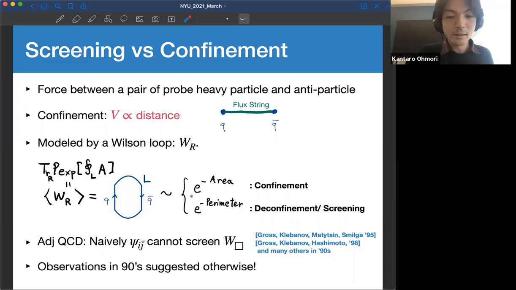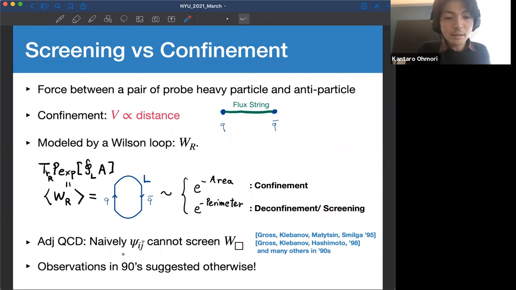If there is a flux string, the flux string fills the inside of this loop, which means that asymptotically it should give a contribution proportional to the area. On the other hand, if something is screening these quarks, then the contribution will be local to this line, and therefore asymptotically we should get a perimeter. That's the area law versus perimeter law, defining confinement or deconfinement, or screening.